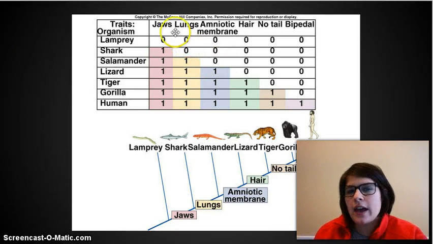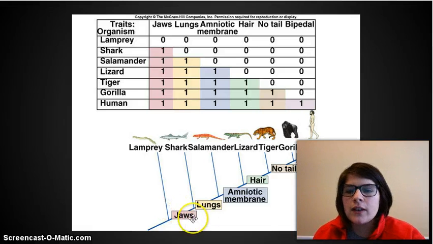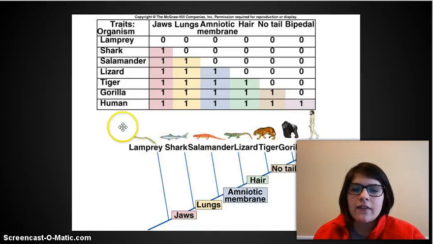Across the top, you have your traits, and across the bottom, or the side, you have your organism. And you get a 1 if you actually have it, you get a 0 if you don't. And as we can see, this lamprey at the top is going to be our outgroup, and everything else in here is going to be our in-group. We carry some of those traits. Now we're looking at the lamprey, and the lamprey has none of these characteristics. So then we introduce the jaws, the lungs, the amniotic membrane, hair, no tail, and bipedalism. And we eventually see from a lamprey, we can get all the way to a human.